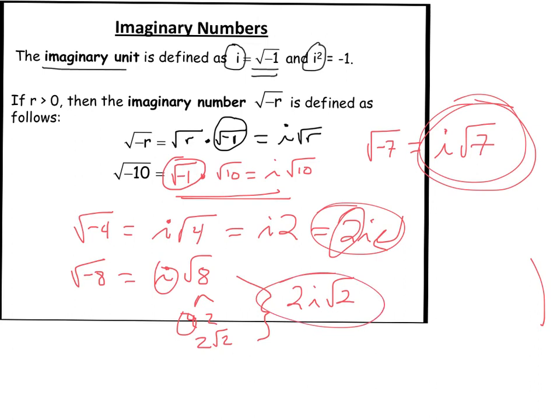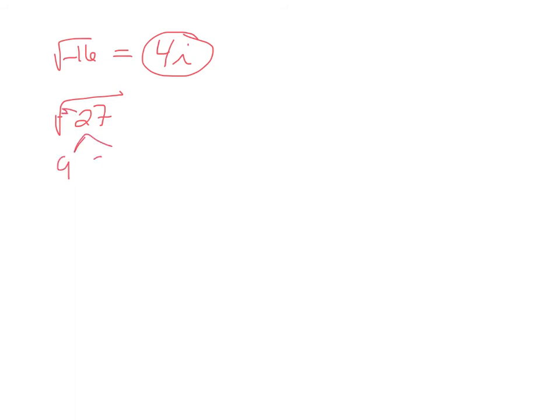Okay, let's do a couple more examples. If I had the square root of -16, I know that the square root of 16 is 4. Because it's negative, I'm going to have this i. So I would call that 4i. I'm not doing any work, I'm just talking you through the problem. How about the square root of -27? I know that 27 is 9 times 3.